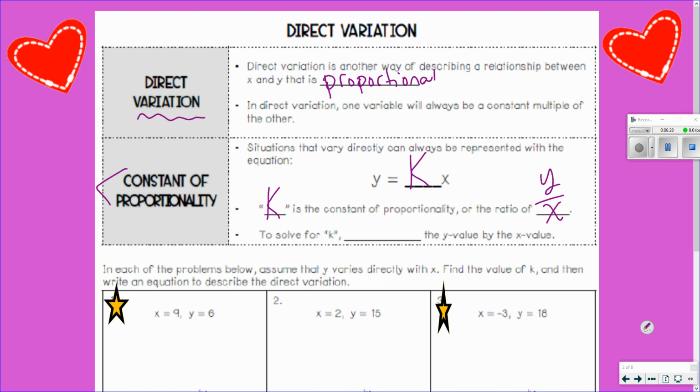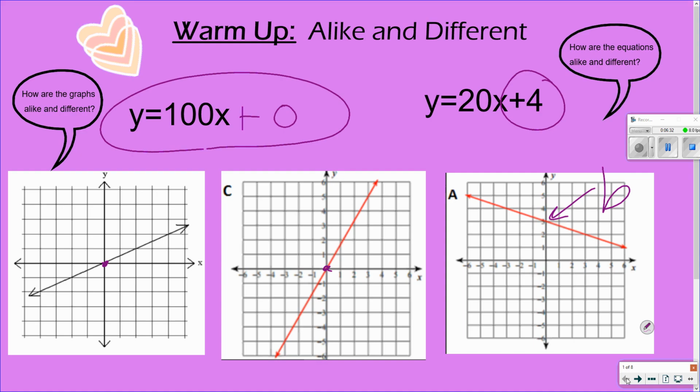So y equals kx, let's go back to the warm-up. Y equals kx. Well, which ones look like that? I know the first one. This one looks like that. And then which graphs? The first two, because they're not going to have a number. It's going to be plus 0. Okay.